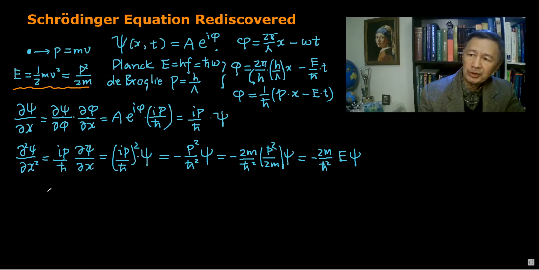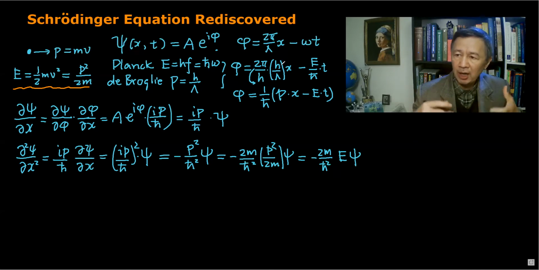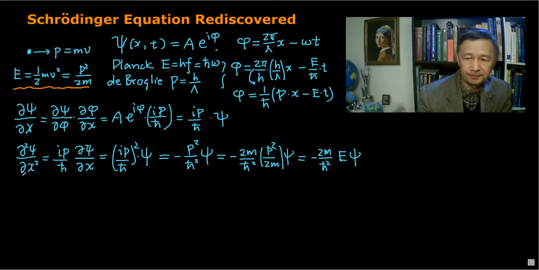Let's take the partial derivative with respect to time. Hopefully, we can find a link that connects the two partial derivatives, and that would be our differential equation for quantum mechanics. So let's go to the first derivative, partial psi, partial t.